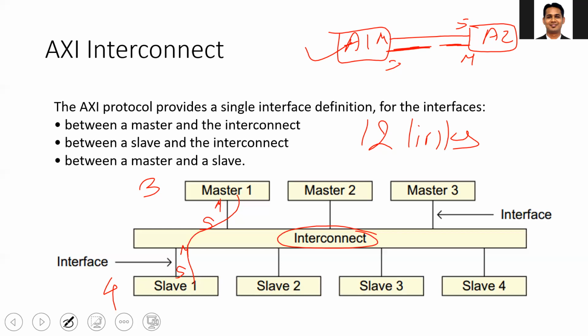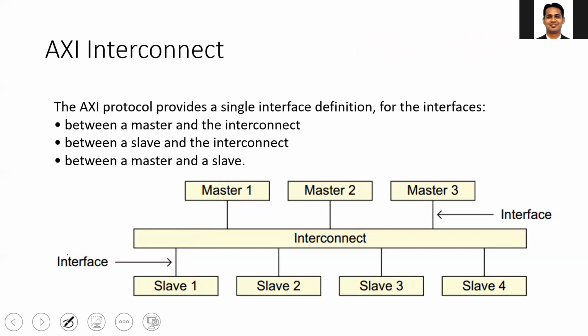In this case, you may have additional latency, but the advantage is that instead of 12 links, you will need only 7 links. You can see 1, 2, 3, 4, 5, 6, 7. So this is the trade-off between the hardware resources and the corresponding latency. And as a chip designer, you need to take a call on how many interconnects or how many one-to-one links you need. But use of the interconnect is quite common, and in addition to routing the data from master to slave, it performs a lot of other tasks which we'll study in detail later.